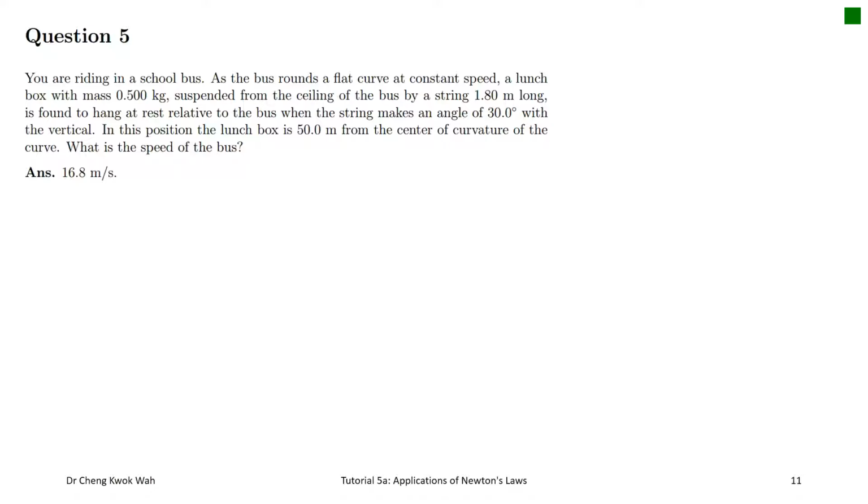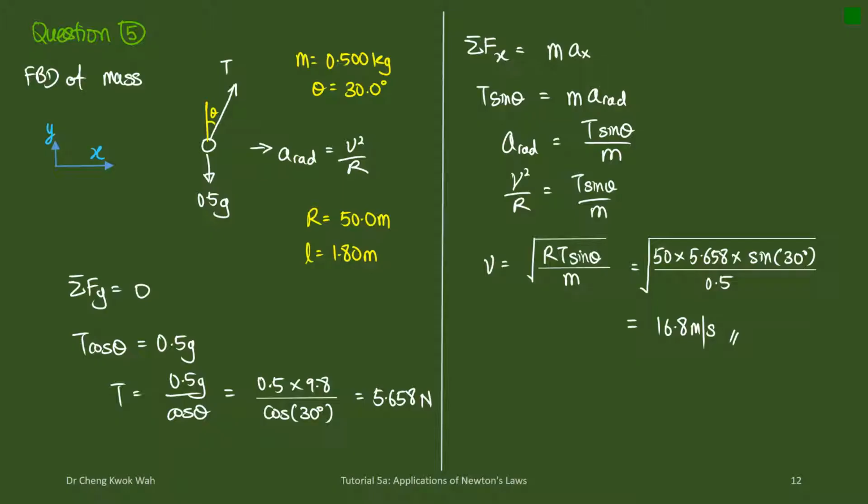So this question has to do with uniform circular motion. As always, the first step is to draw the free body diagram of the hanging lunchbox. We have the tension force acting at an angle of theta to the vertical, and we have the weight of the box, 0.5 g, pointing down. We set our positive y direction pointing up and our positive x direction pointing to the right. The radial acceleration is pointing to the right, given by a_radial equal to v squared over r.